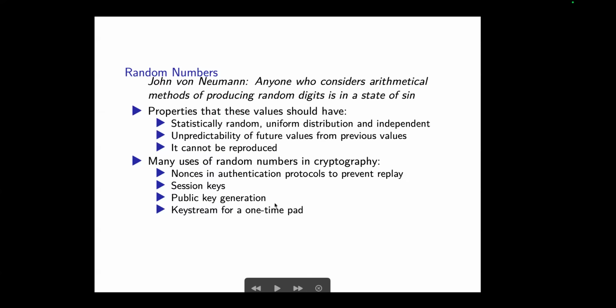Properties that random number generators should have are that they are statistically random. They have uniform distribution and are independent. So when you observe the sequence, they have those properties. And then they should be unpredictable from the previous values. If you observe it, you cannot work out what the next value will be, and it cannot be reproduced. This means pseudo-random generators, the ones which are arithmetically produced, don't have those properties.